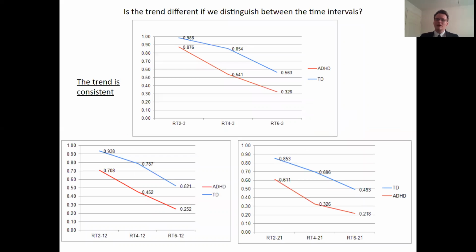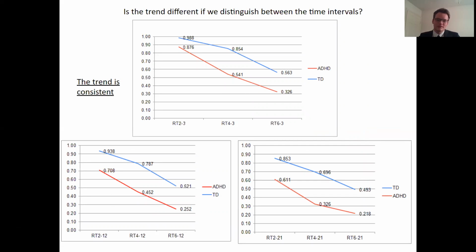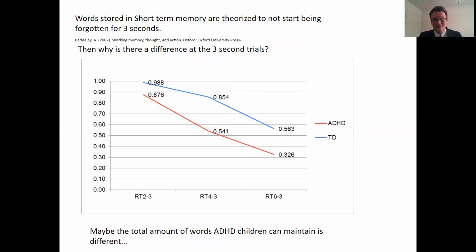So what I did then is I further split that out to where I'm going at the 2 words, 4 words, and 6 words. But now I'm separating out into the times, 3 seconds, 12 seconds, and 21 seconds. As we can see here, the trend is consistent. Every time ADHD kids are doing worse than TD kids, and even roughly by the same amount. However, this is where the problem actually comes in. So this is where knowing some theory about ADHD actually comes in very handy.